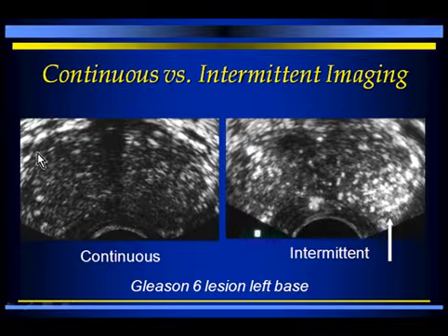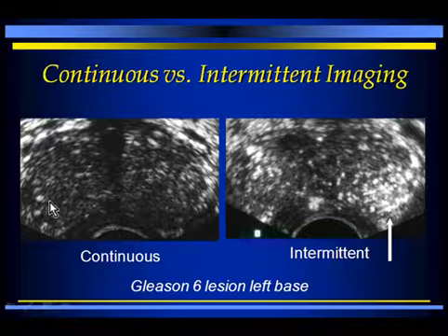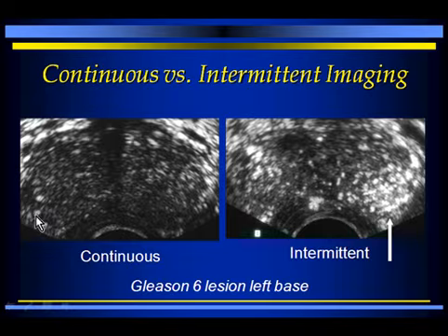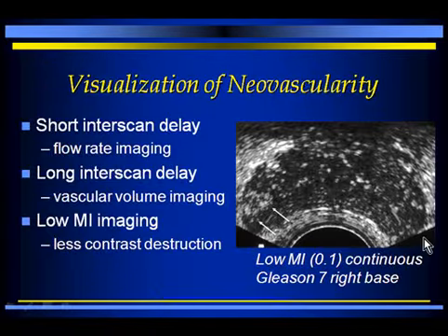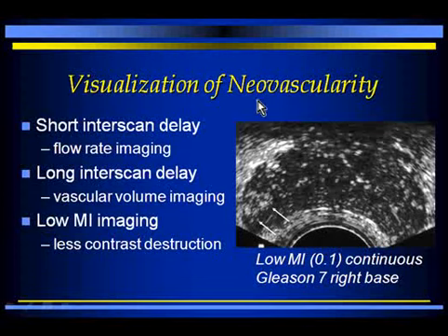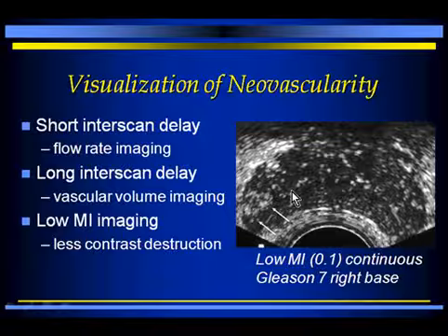Another example: continuous imaging with contrast agent shows you very little. In real time, you could see the agent going through larger vessels, but the intermittent imaging shows you a clear area of enhancement associated with a Gleason 6 lesion in the left base of the prostate. So if we want to see the neovascularity, we actually have to use a shorter interscan delay to see the vessels themselves. We use a longer interscan delay if we want to see the enhancement pattern in the vascular volume. And we try to use a relatively low MI to reduce the contrast destruction.